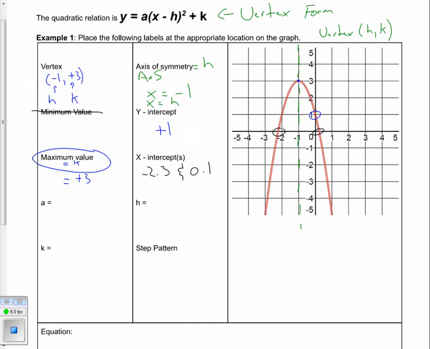So we know what the h value is. The h value is -1. We know what the k value is. It's +3. Now, if we look at this particular graph, we can actually figure out the step pattern, which will give us the a value. So remember, the step pattern normally works by figuring out x, y1, y2.